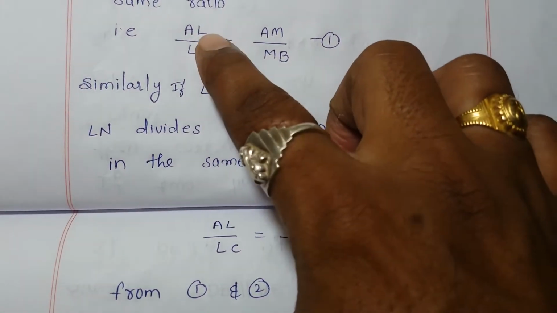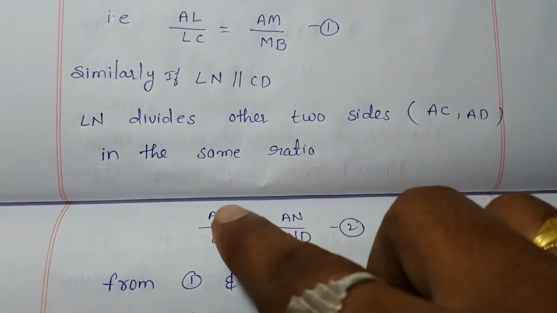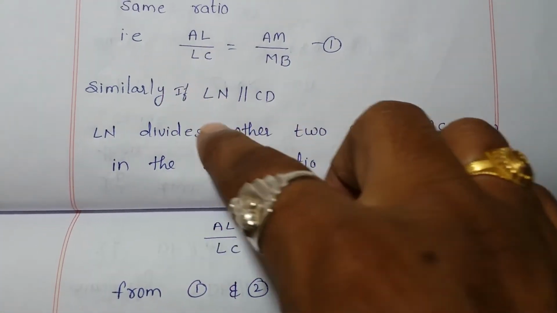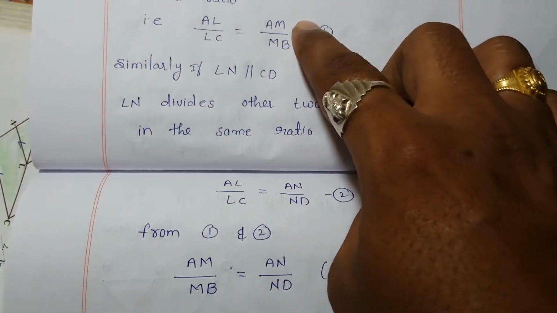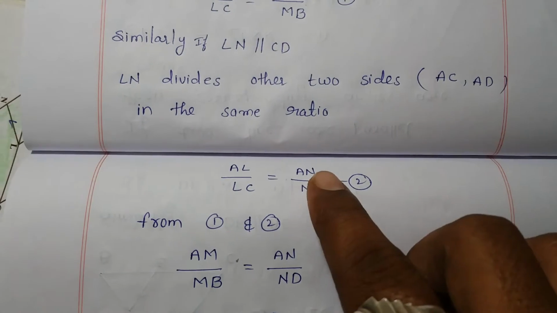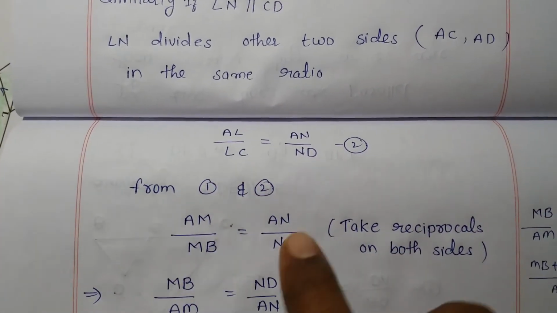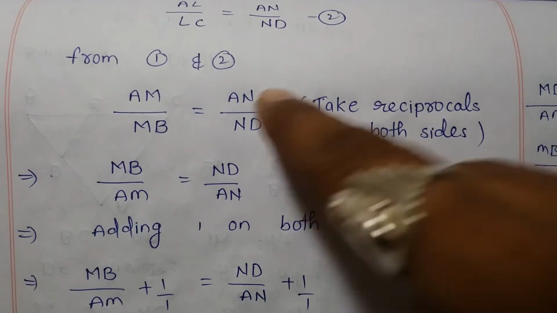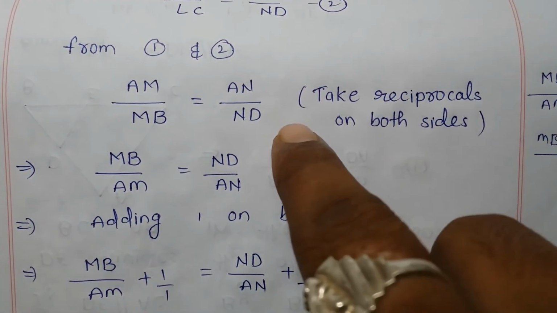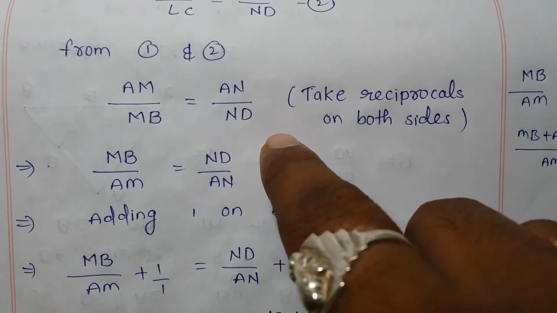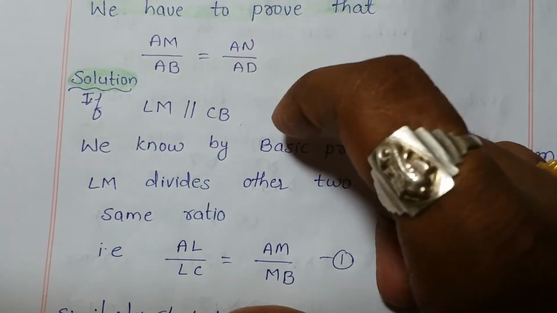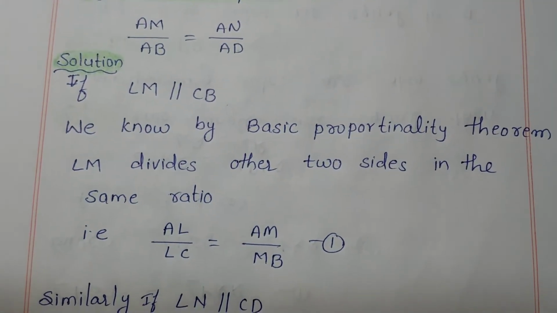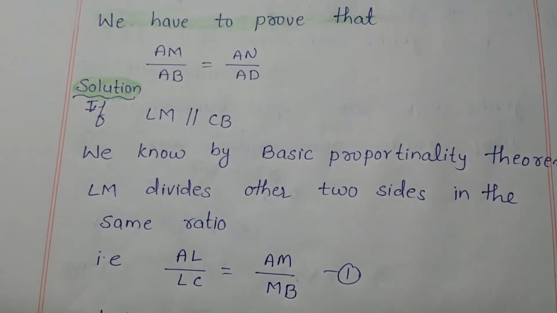From 1 and 2, just you observe AL by LC, AL by LC. So both are equal. So finally we can conclude that AM by MB equal to AN by ND. So we got it, AM by MB is equal to AN by ND. But he is asking to prove AM by AB is equal to AN by AD. So for that we are doing the next step.